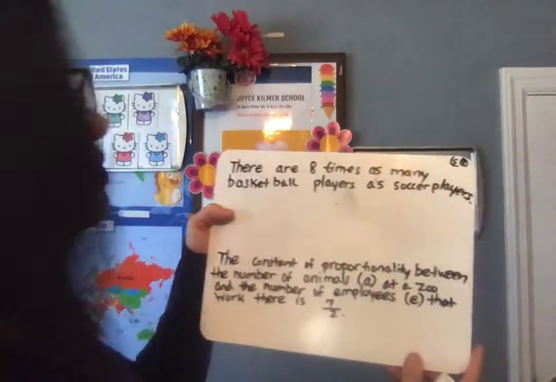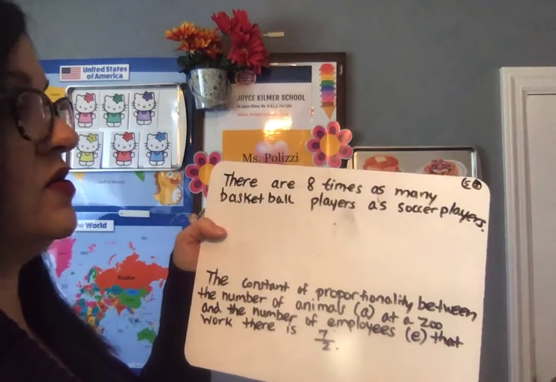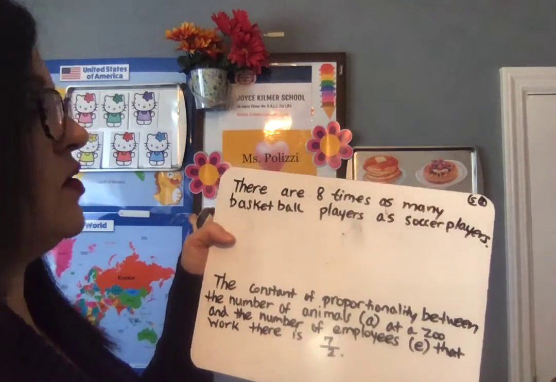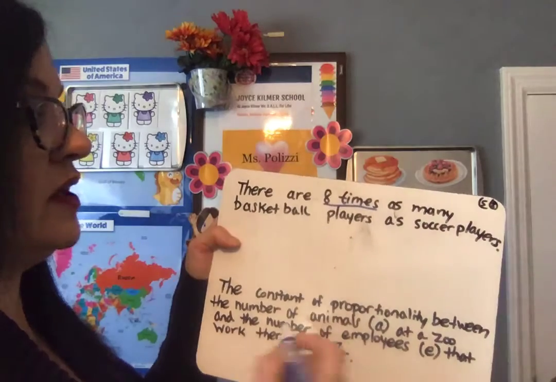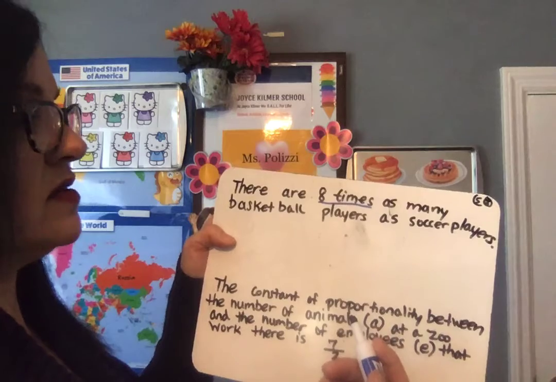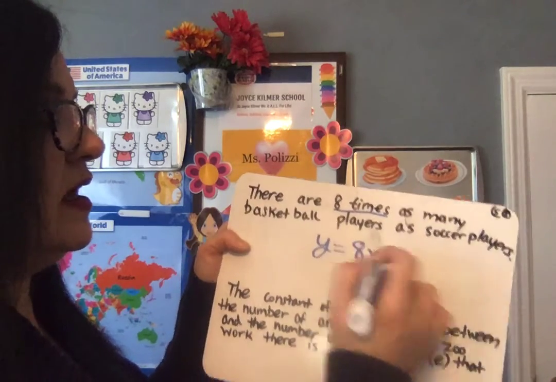You may get some word problems, so you can look at those word problems here, and you'd have to write an equation to represent the situation. So here it says there are 8 times as many basketball players as soccer players. So that's simply our constant of proportionality is 8, so it would be y equals 8x.